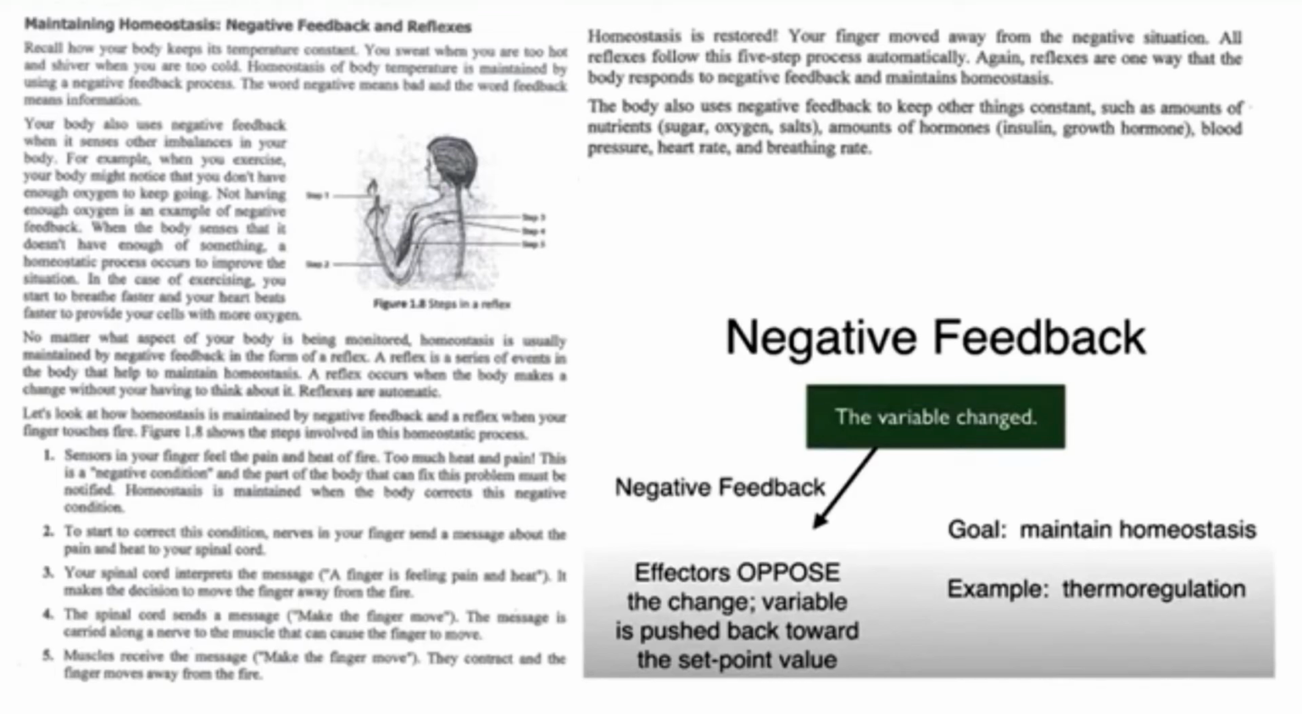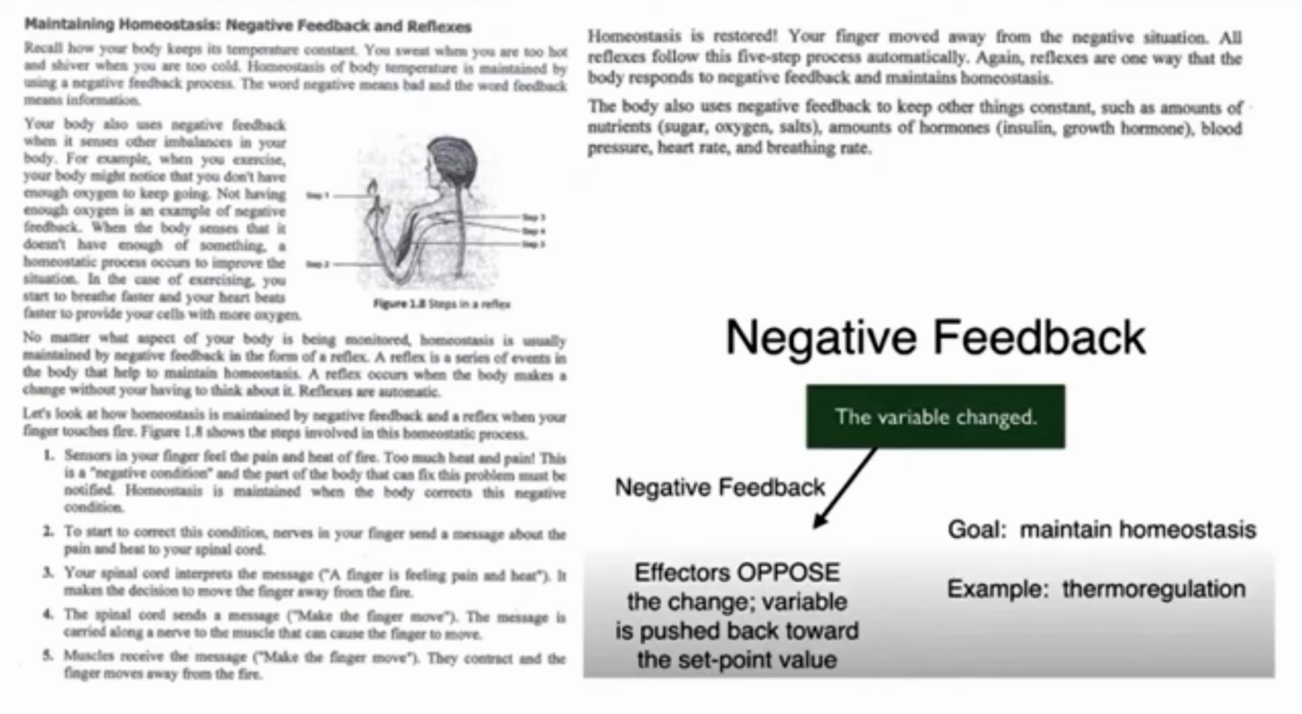2. The body starts to correct this condition. Nerves in your finger send a message about the pain and heat to your spinal cord. 3. Your spinal cord interprets the message: a finger is feeling pain and heat. It makes the decision to move the finger away from the fire.